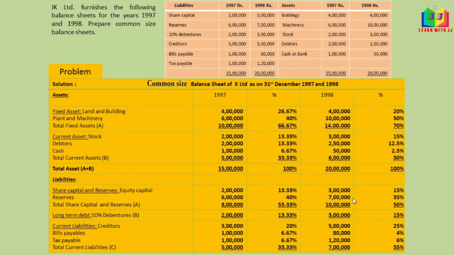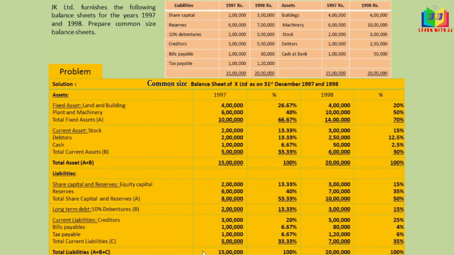Okay, we finished writing everything. So now we can total these liabilities. Yes, the total of your liabilities is 15 lakh, and for that also we have to find the percentage. So 15 lakh divided by 15 lakh is 100, and 20 lakh divided by 20 lakh will get 100. Okay, I hope now we are clear on how to calculate this common size balance sheet.